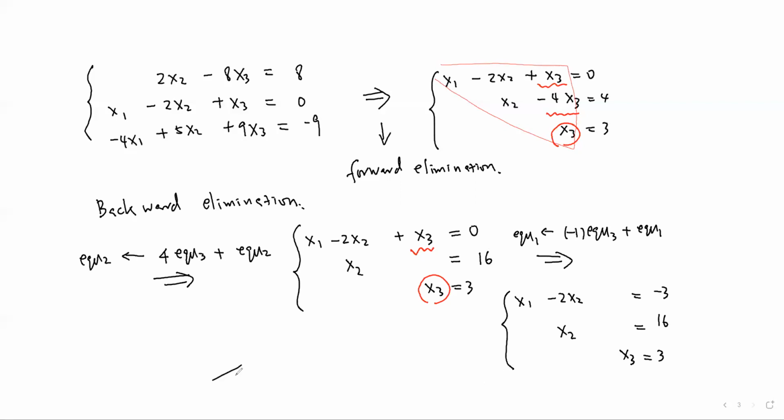Now next, I use this x2 in the second equation to eliminate this x2 in the first equation. Then I perform positive 2 times the second equation, then add to the first equation.